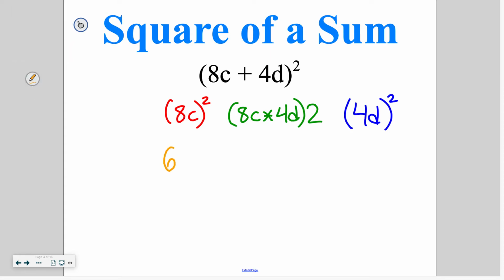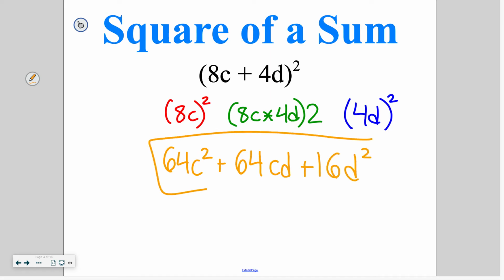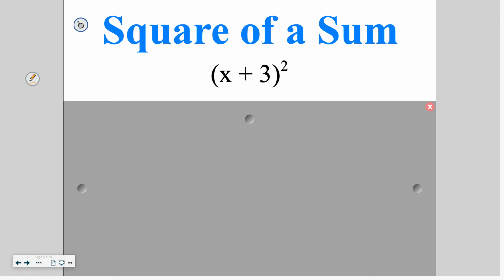Now simplifying that, 8c squared gives me 64c squared. 8c times 4d gives me 32cd, but then we're multiplying that by 2, so I get 64cd, and then the last part is 4d squared, which means we're adding 16d squared. So instead of foiling it all out, you can do those 3 shortcuts. You don't have to write that part down. If you can do it mentally, that's up to you. Go ahead and try this one on your own.